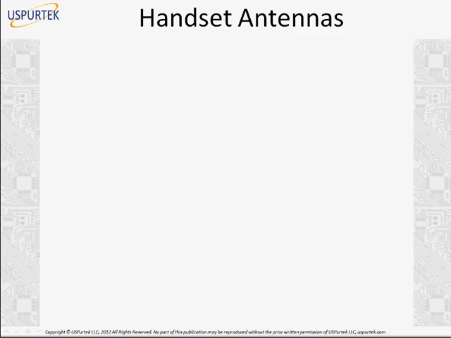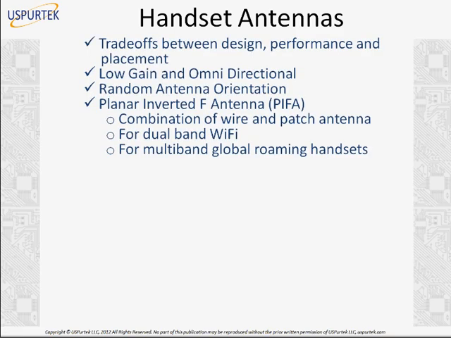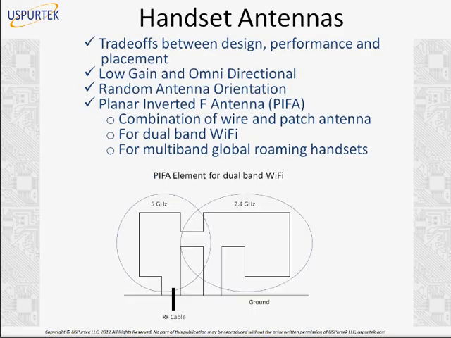So handset antennas are a different story altogether because handsets present unique challenges. You often have to make a trade-off between the design performance you expect from the antenna in a handset and its placement. A handset is full of many other peripherals too. You have the wireless circuitry, you have the screen and the keyboard, and all this is packed in a very small space. So where do you find space for the antenna?